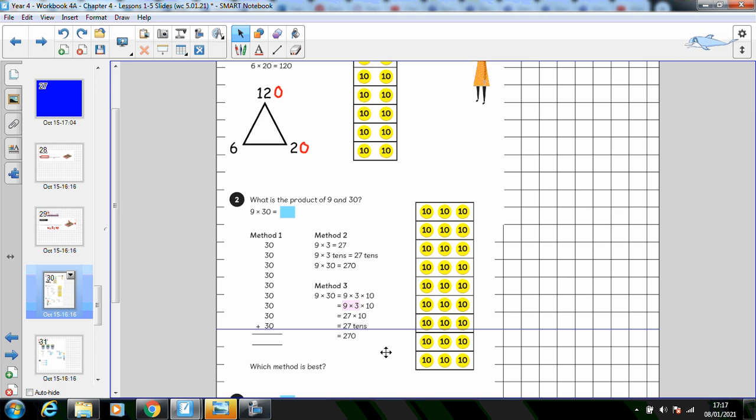Okay, method 3. 9 multiplied by 30 is equal or the same as 9 times 3 times 10. Okay, so it's the same workings out as method 2, just written out slightly differently. We get to having 27 tens, which is the same as 270. Which one did you like best?